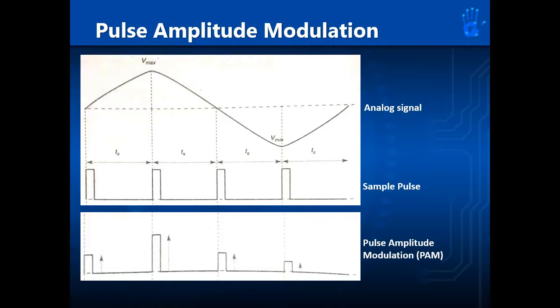Again, let's take a look at another example. For pulse amplitude modulation, we still have a regular sine wave as our analog signal, and then the sample pulses, and then we have our pulse amplitude modulated signal. As you can see, the amplitude of the pulses for the modulated signal is directly proportional to the amplitude of the original analog signal.